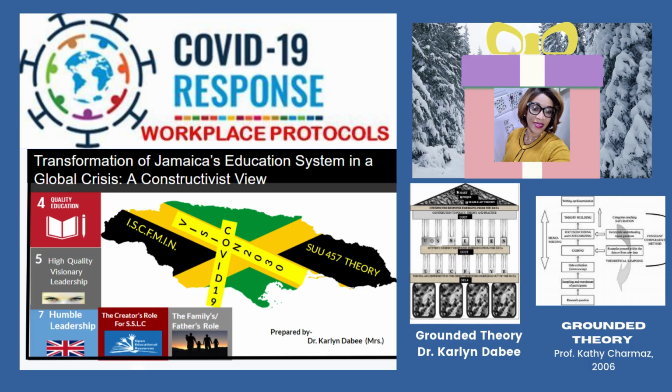So the summary of the findings of the study came under six themes. Theme 1, inclusion, accountability, transparency, and trust. Theme 2, inequity. Theme 3, the role of the Ministry of Education and NCEL. Theme 4, the impact of COVID-19 on Jamaica's Vision 2030. Theme 5, the role of faith and the Creator. And theme 6, family values.